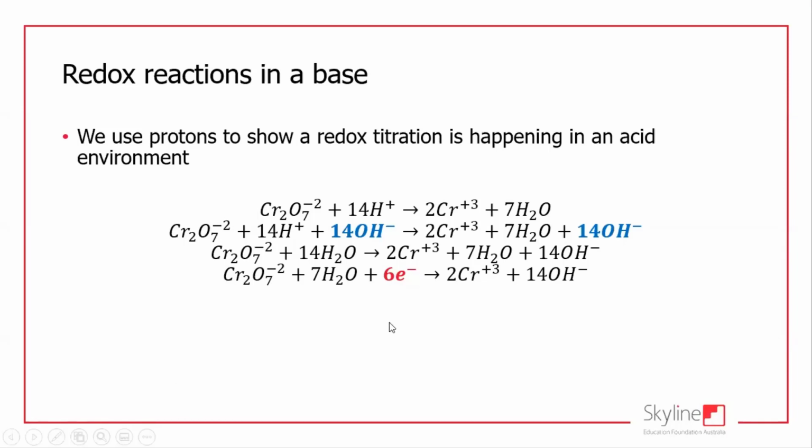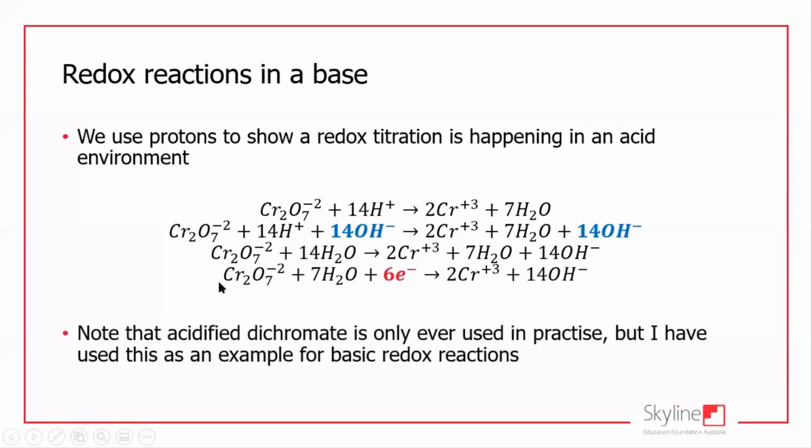As you can see, this is almost identical. The 6 electrons are still in the same spot, still the same number, as in the acidic environment. The only difference is that instead of H+, we have OH-, and the water has just changed sides. The other thing to note is that I've just used dichromate in this example because we used dichromate to begin with. In actuality, dichromate is a chemical we use almost exclusively for organic chemistry, which always requires acid. So you won't ever see dichromate being used in a base, but you will see other chemicals used in a basic solution. I've just used this as an example for basic redox reactions.